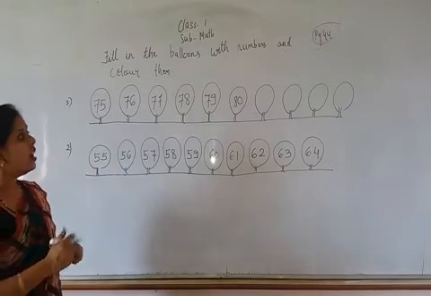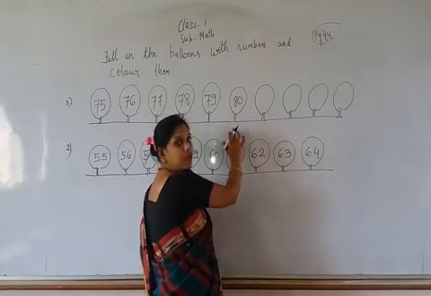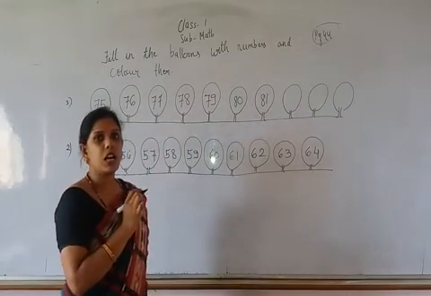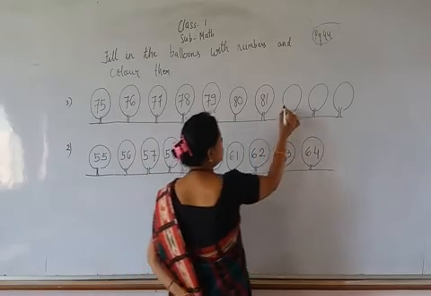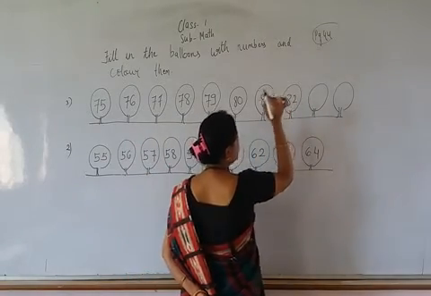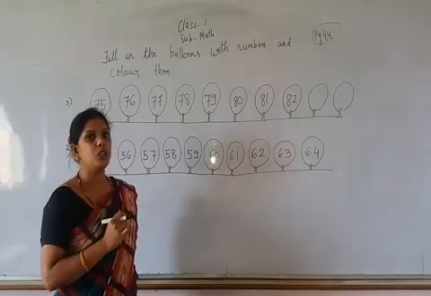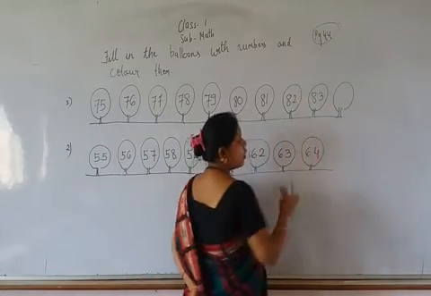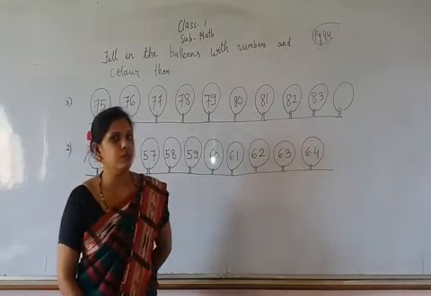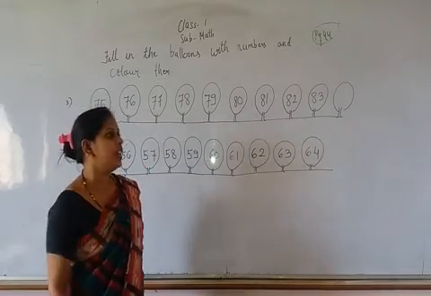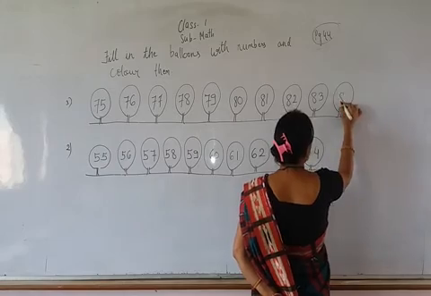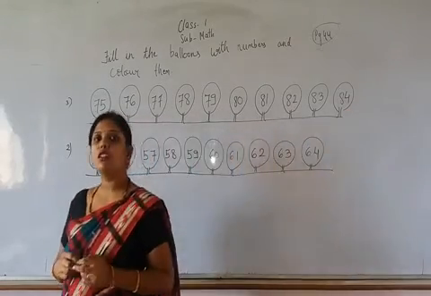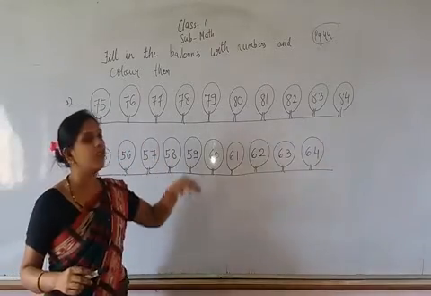Now we will write the after numbers. Which number will come after 80? 81. Now which number will come after 81? 82. Which number will come after 82? 83. Now the number that comes after 83 is 84. So in this way we have filled all the balloons with numbers.